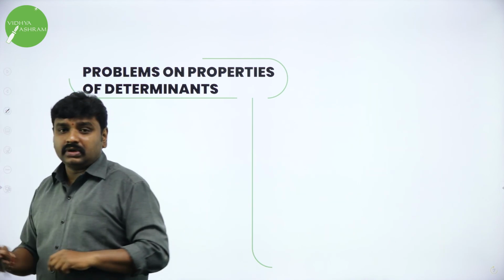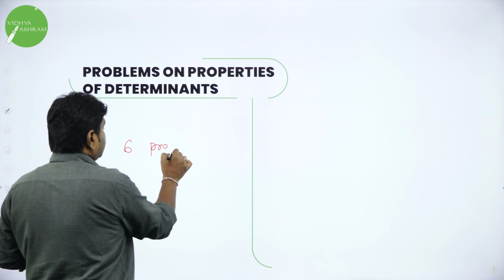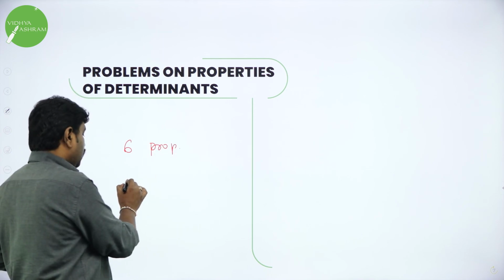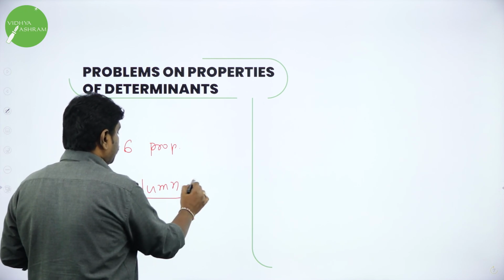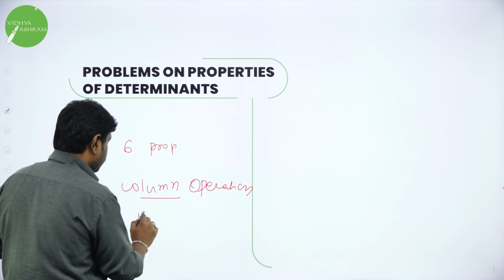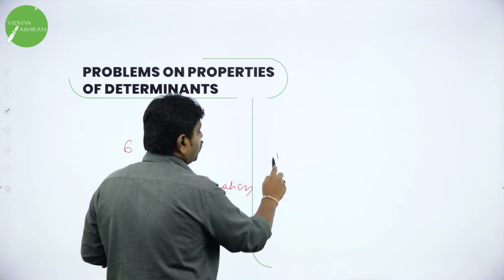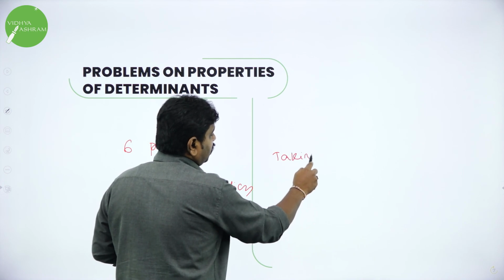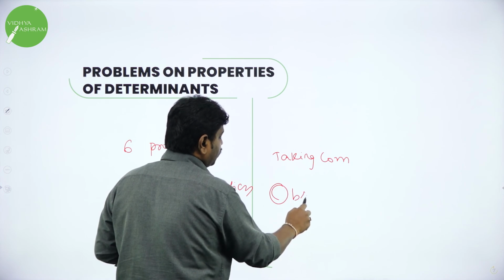So here the conclusions: we have 6 properties, but in today's session we have done column transformations. For some of the problems we have done column operations, and for some we have done row operations. If any elements are common, we will take them common, and the basic thing is observation of the RHS.